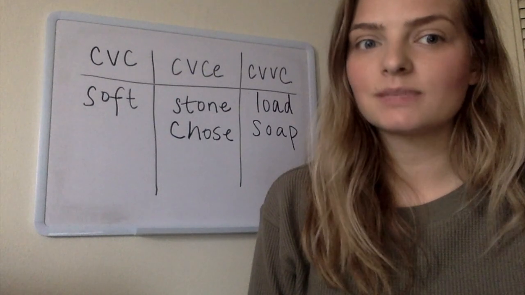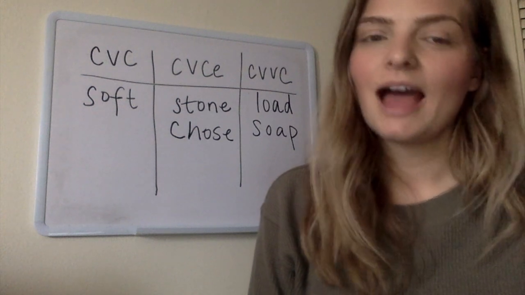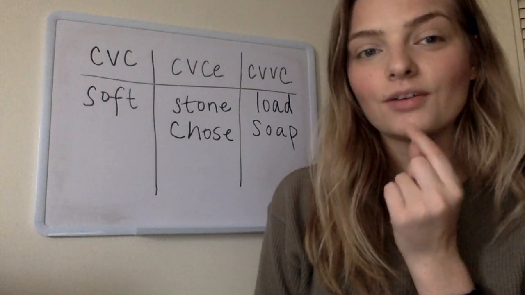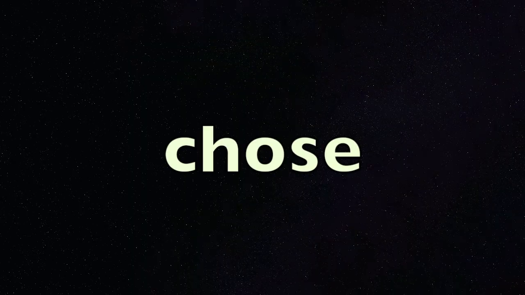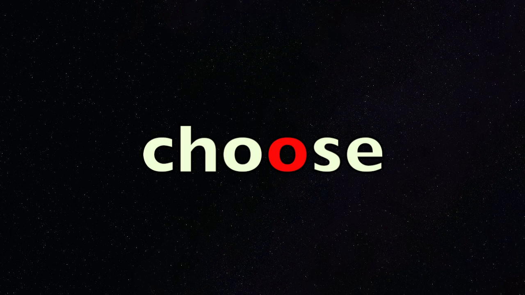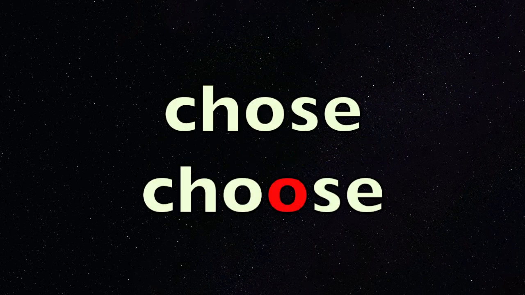Now this word gets mistaken for another word. I wonder if you guys can think of that other word. Nice. It does get mistaken for the word choose. And we'll actually talk about the double O later. You notice this double O word actually makes an oo sound. The chose and choose words do get mixed up a lot, but you guys got that one. It is chose, and it fits under CVCe spelling column.